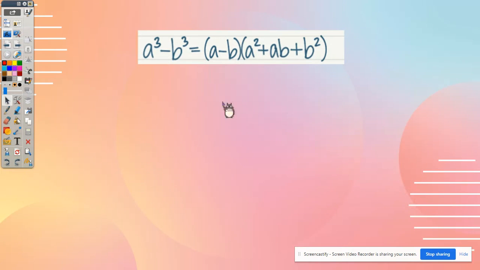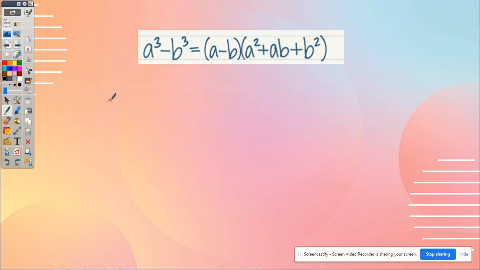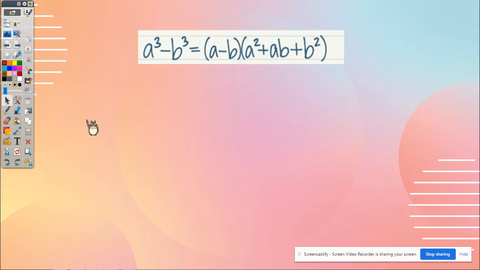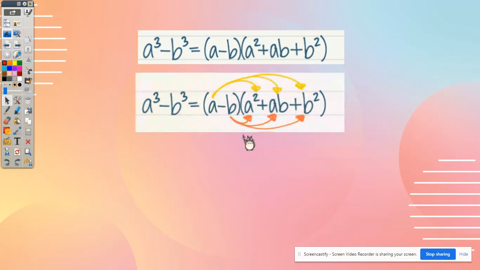What if you had this example instead, which happened to be called difference of two cubes? Notice it's difference instead of sum because we have a subtraction sign right there. Okay, so let's see if we can prove that.